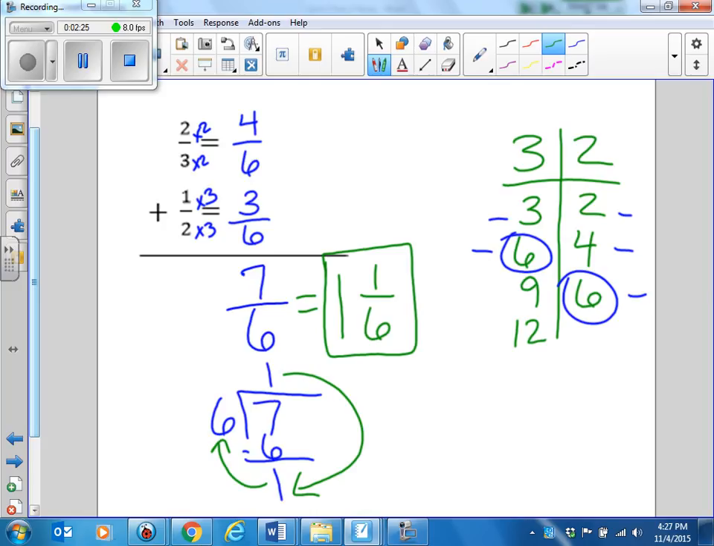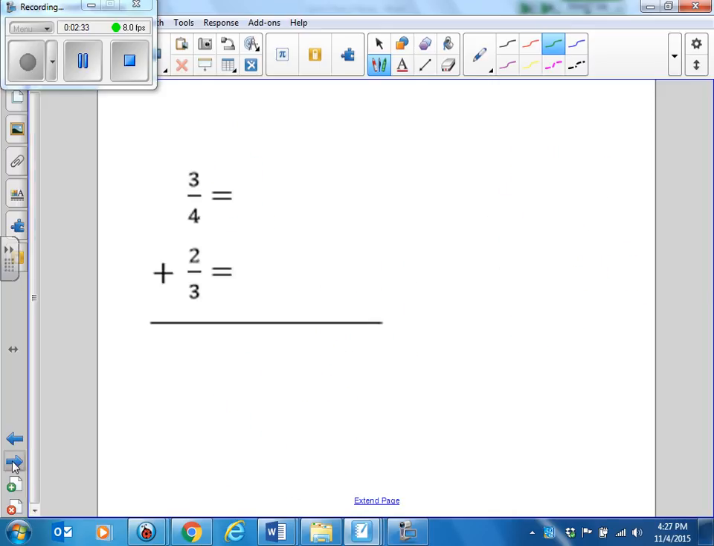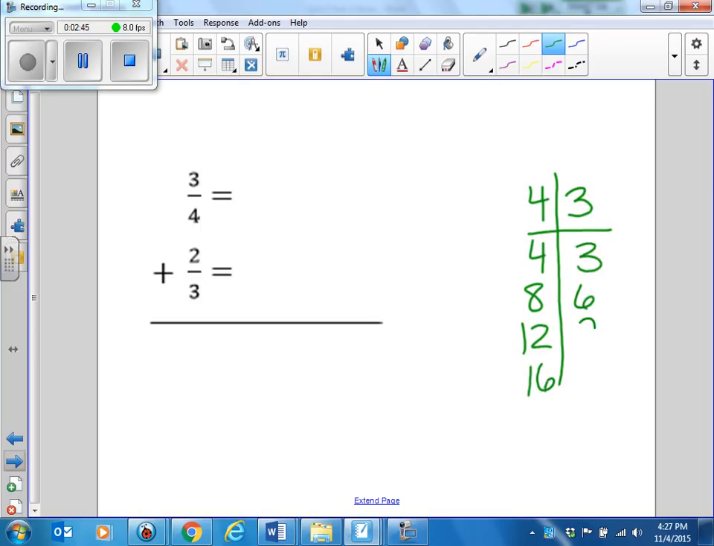All right? If you need to, go ahead and pause the video here. All right, let's go ahead and look at the next one. So again, I'm going to start with my t-chart. Okay, and we have 4, 8, 12, 16, and then 3, 6, 9. All right, so I've got my common denominator, which is 12.